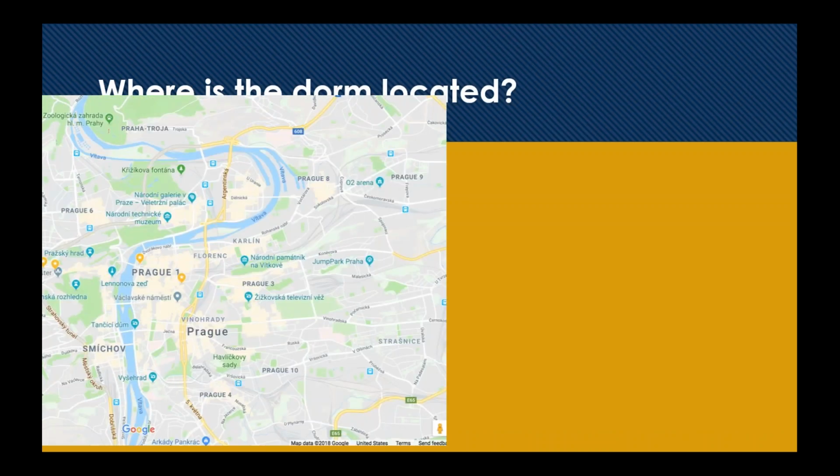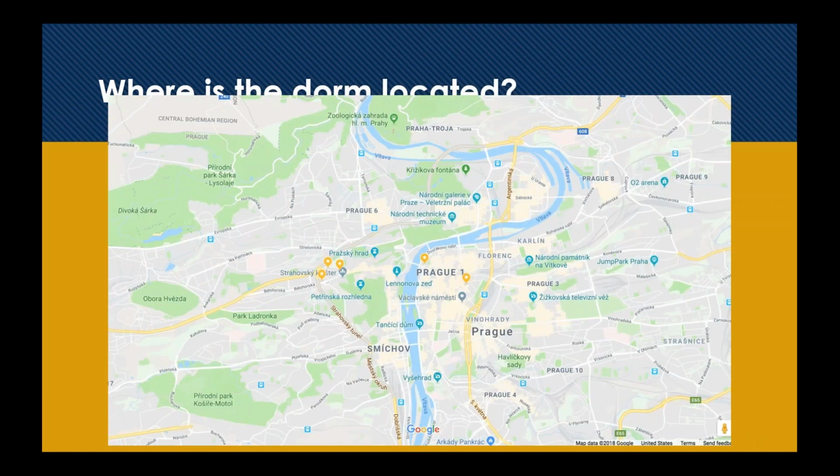And so, in terms of where the dorm is located, this map is a map of Greater Prague. So this is the entire city, including the outskirts of the city. Sorry if you can hear the banging. We have some construction work going on outside of my office. So this is the greater Prague area, and you can see in the center there's some stars here, and these are some of the most important locations for you.